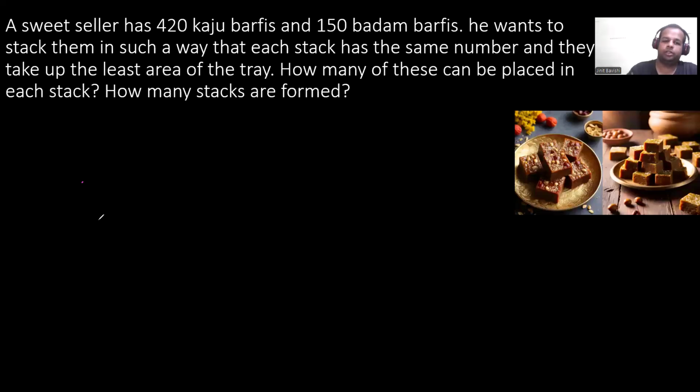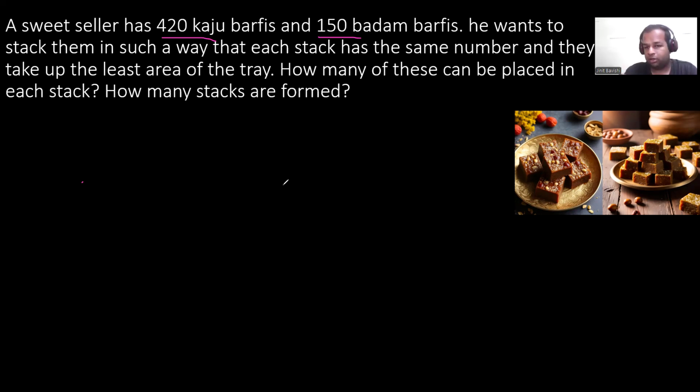Hello students, so here we're doing a word problem on the first chapter, real numbers, where the question is a little different. The question is: a sweet seller has 420 kaju barfis and 150 badam barfis. He wants to stack them in such a way that each stack has the same number and they take up the least area of the tray. How many of these can be placed in each stack? How many stacks are formed?